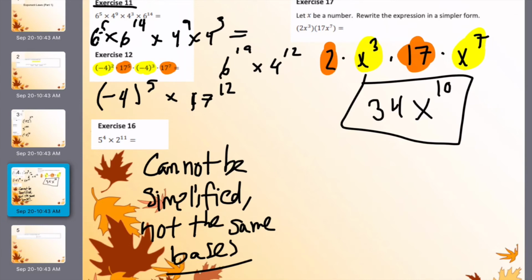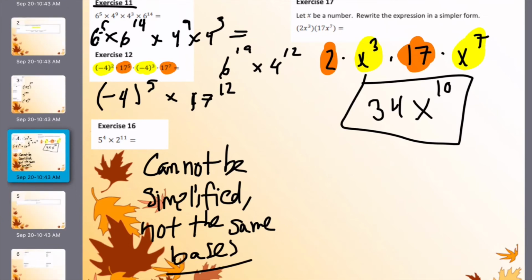So that's our first exponent law. When I have the same base and I'm multiplying, I can add my exponents together. Now I'm on to my second exponent law.